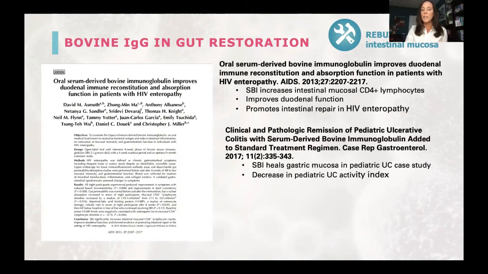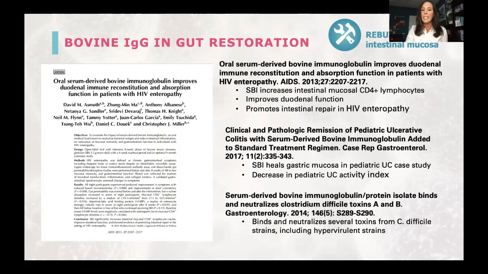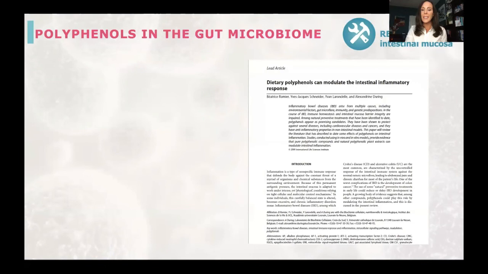So SBI, serum-derived bovine immune globulins, can increase intestinal mucosal CD4 lymphocytes, improving duodenal function, and promotes intestinal repair with enteropathy from HIV virus. It heals gastric mucosa in pediatric ulcerative colitis cases and decreases the pediatric index of activity in ulcerative colitis. It can bind and neutralize several toxins from C. diff colitis, and some of the other evidence I've presented in the past shows that it binds and inactivates things like viruses, streptococcus, etc. Polyphenols, so these guys are great as well, and they're in the Megamucosal product by Megaspore.